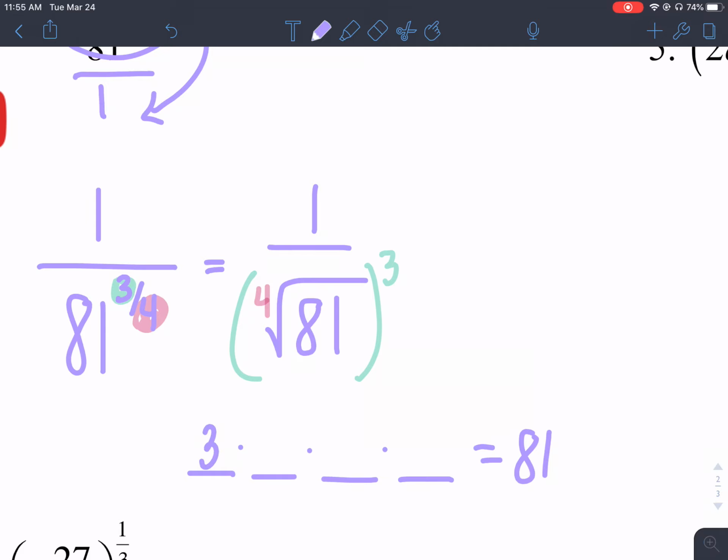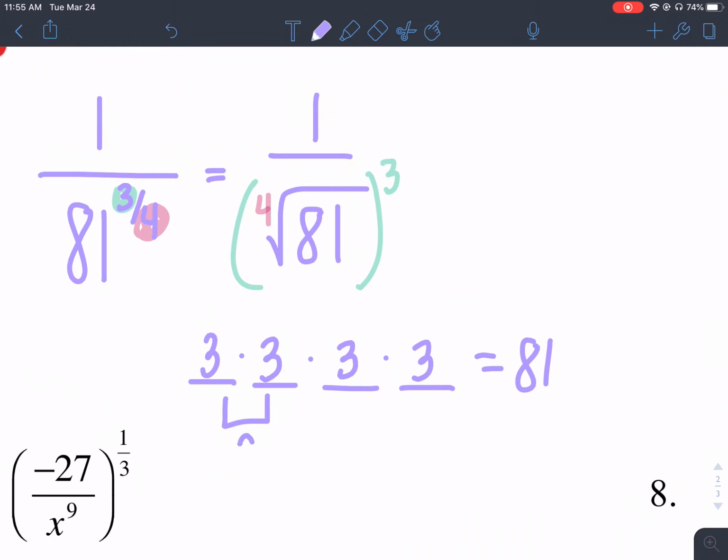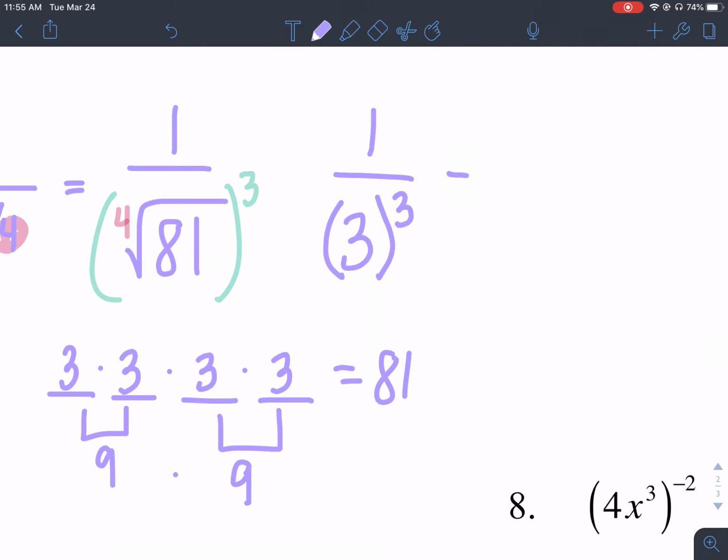If I try 3, because 3 is a factor of 9, 3 times 3 is 9. 3 times 3 is 9. 9 times 9, 81. So 1 over 3 cubed. So then 1 over 3 cubed is really just taking 3 of them. So 3 times 3 is 9, times 3, 27.